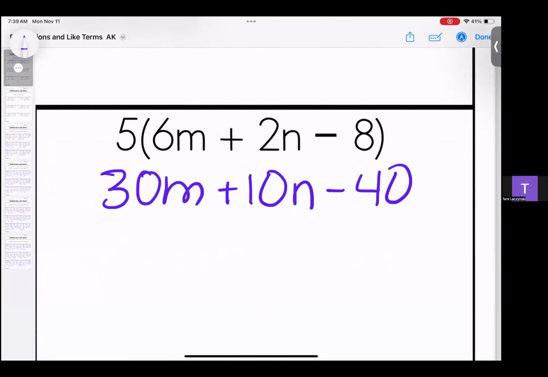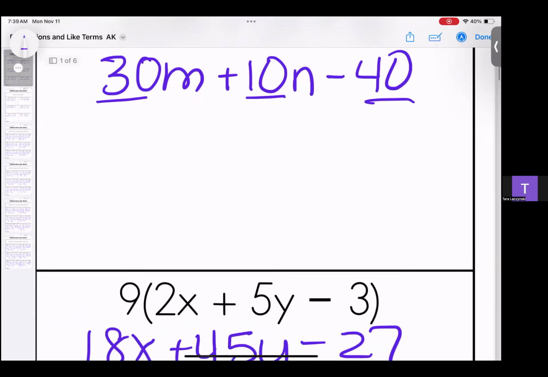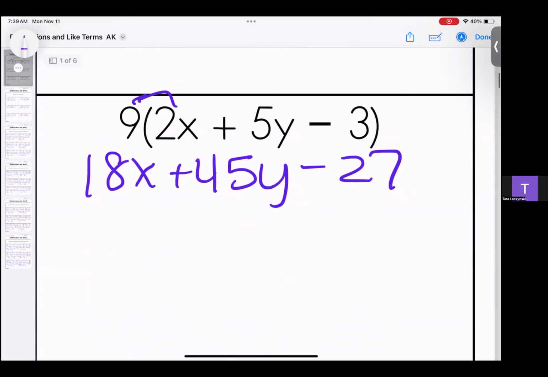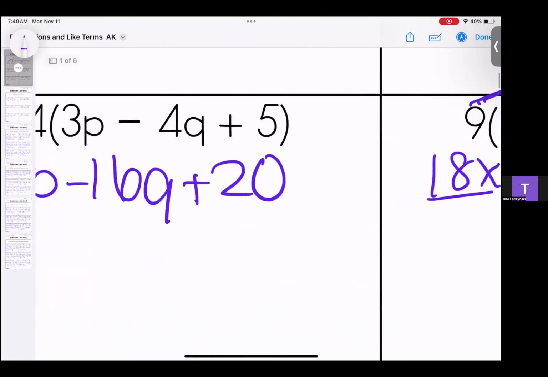Over here, again, sharing our 5 with everything inside, watching our signs. 5 times 6 is 30, bring your M. 5 times 2 is 10, bring your N. 5 times 8 is 40, make it negative. Down here, sharing with everything inside. 9 times 2 is 18x. 9 times 5 is 45y. 9 times 3 is 27, but make it negative.